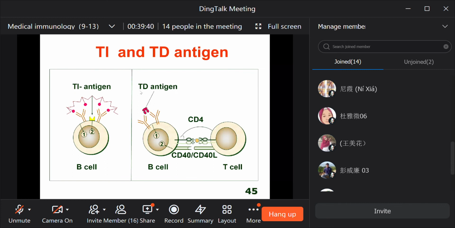Maybe more than 95% of antigens belong to the Td antigen. The major part of antigens belong to the Td antigen, and the Ti antigen only includes a small part of the antigen family.